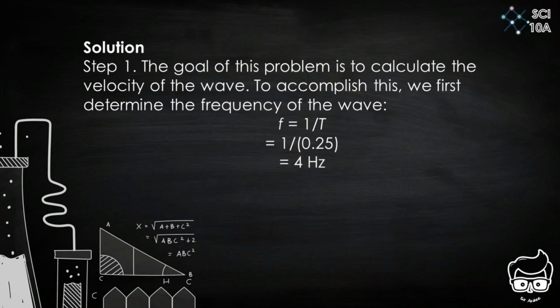Step number 1, the goal of this problem is to calculate the velocity of the wave. To accomplish this, we first determine the frequency of the wave. In order to do that, we have to use our formula for finding frequency. f is equal to 1 over T, that is equal to 1 over 0.25. That gives us the answer 4 hertz.